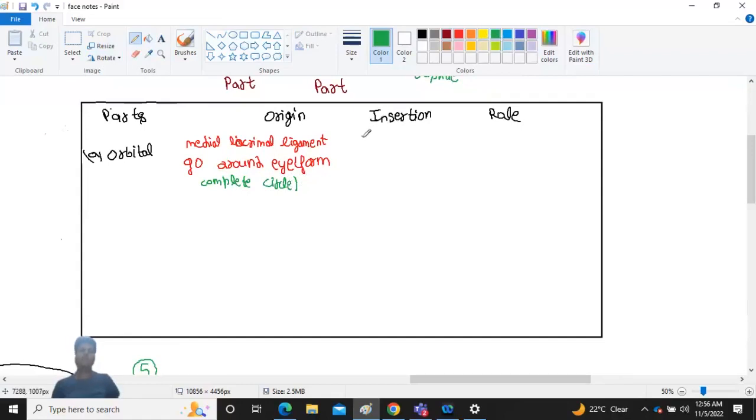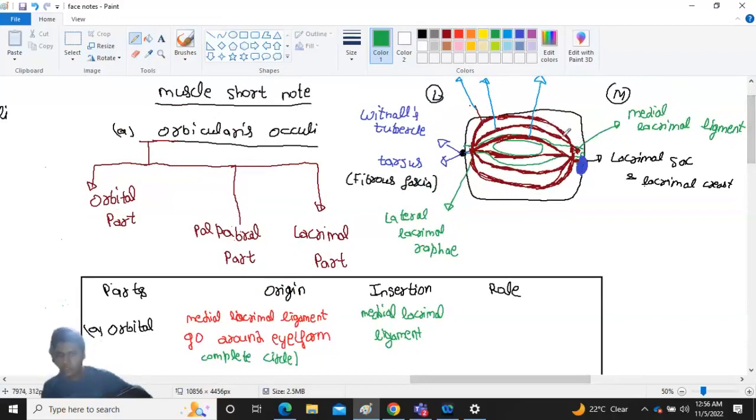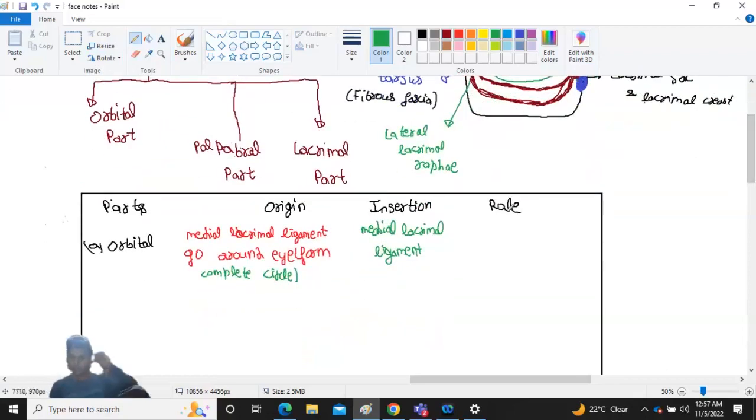Insertion is on the same thing, the medial lacrimal ligament. It goes, turns around, and completes. This outermost part is the orbital part of the muscle. It originates from the medial lacrimal ligament, then goes above, turns around the eye, and inserts again at this point. This is the complete circle. So the role is tight closing of eye.